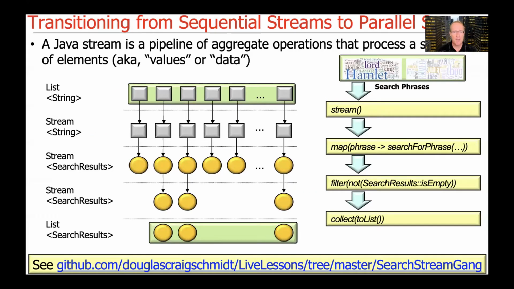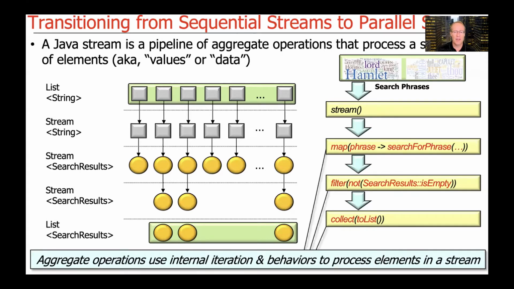So just a quick recap, I'm sure you all know this by now, but a Java stream, be it sequential or parallel, is a pipeline of so-called aggregate operations that process essentially a flow or a stream of elements, which are also known as values or data. So we've looked at this before. We've looked at this in the context of several examples like the search stream gang example. In that context, the aggregate operations, which include intermediate operations and terminal operations, use internal iteration, and they use behaviors passed in as lambda expressions or method references to process all the elements in the stream.